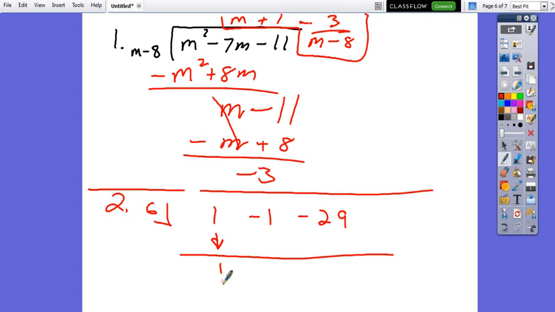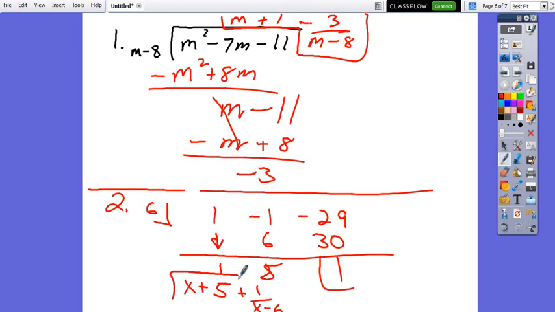All right, so 6 times 1 is 6. Negative 1 plus 6 is 5. Now 5 times 6 is 30. Negative 29 plus 30 is 1. That's your remainder. So then I write my answer 1 degree less than the dividend. So my dividend had x squared. So it's going to be x plus 5, plus 1 over x minus 6. Very good. Was it n to start with? Yes, it should be n. Either way is fine. I wouldn't count off, but you also wouldn't get a point. Good try there. All right, so there you go.